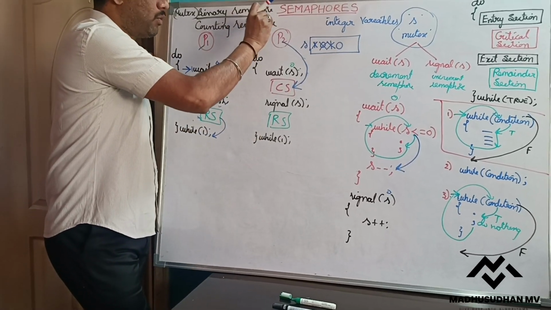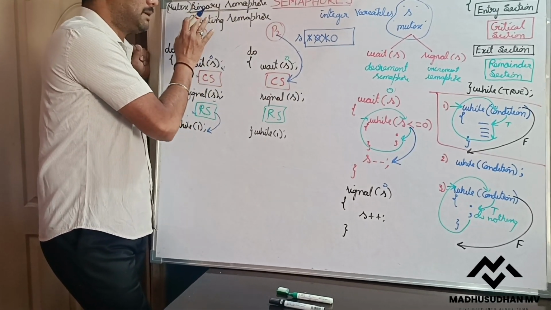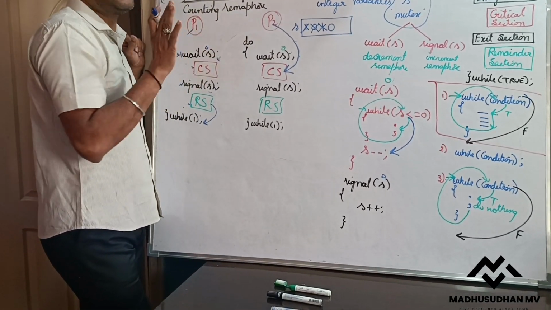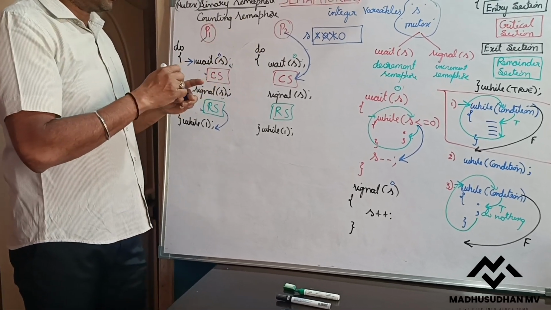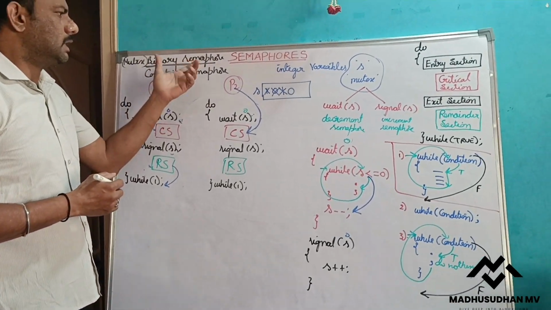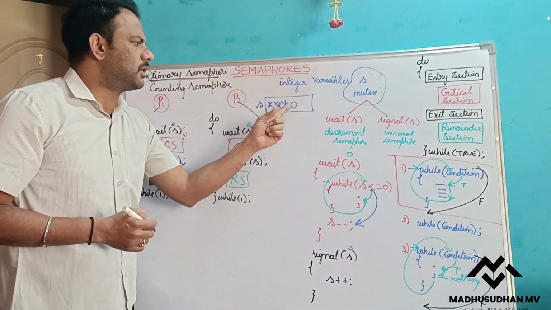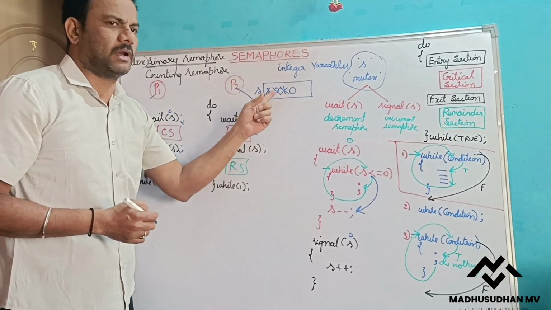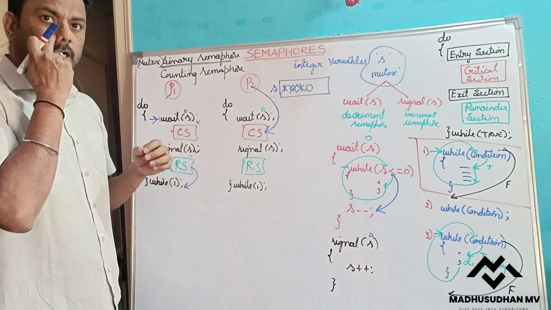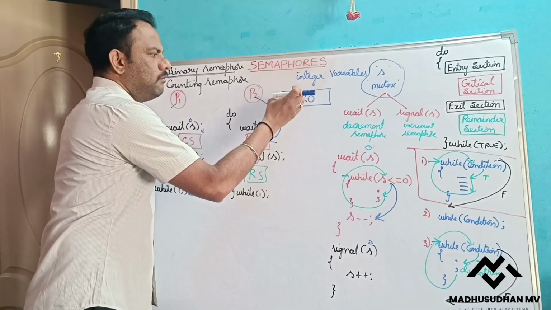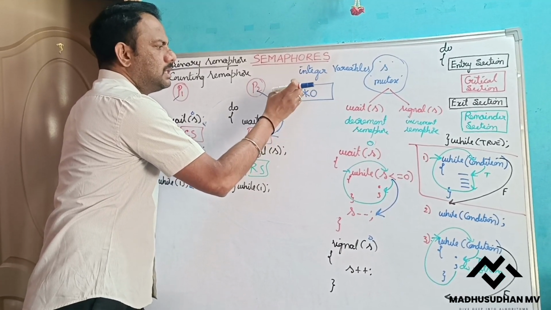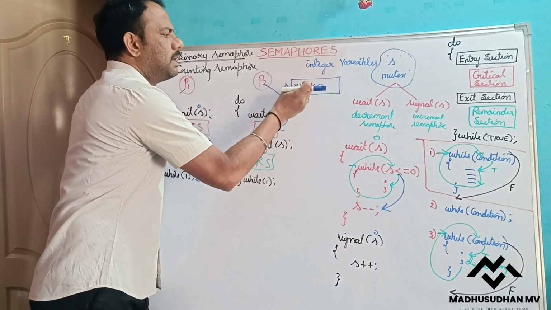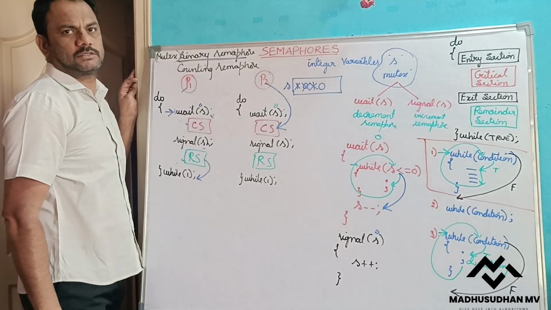In simple words, if any one process is in the critical section, another process is not allowed to enter the critical section. So here, with binary semaphores, the value of the semaphore is always either 0 or 1. We saw that. At any point of time, if we look into the semaphore variable, its value is either 0 or 1. Hence it is called binary semaphore.